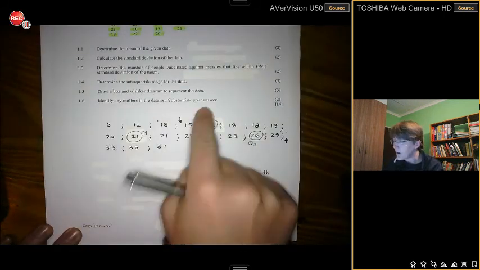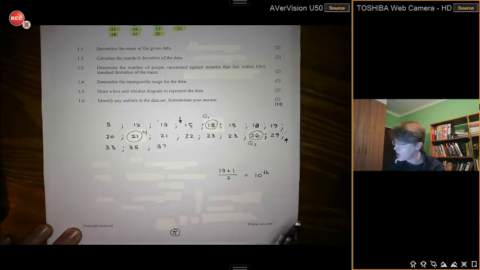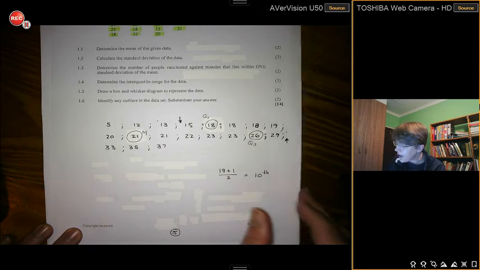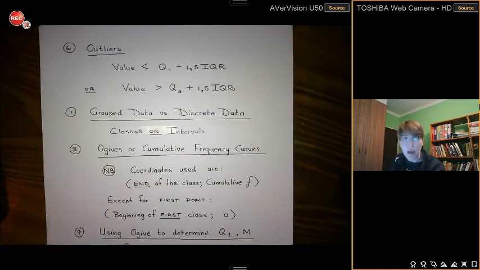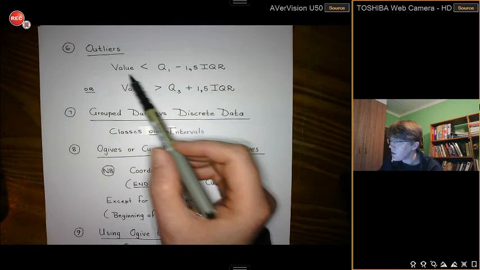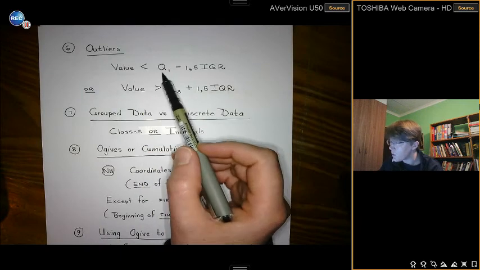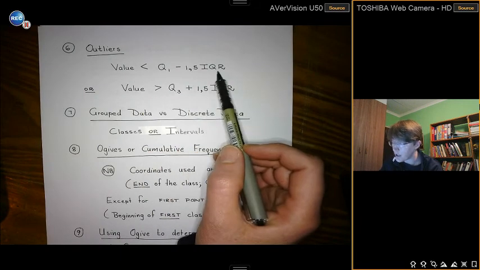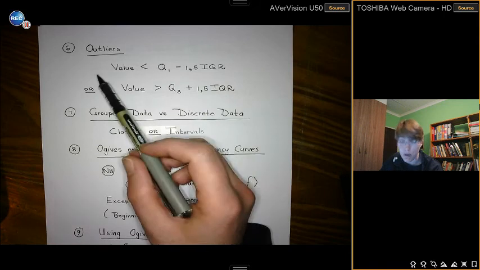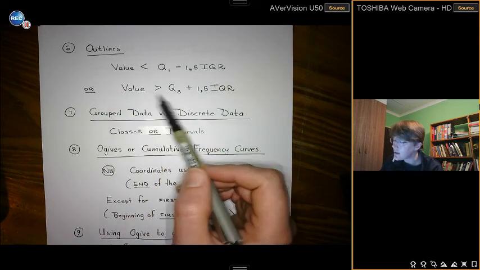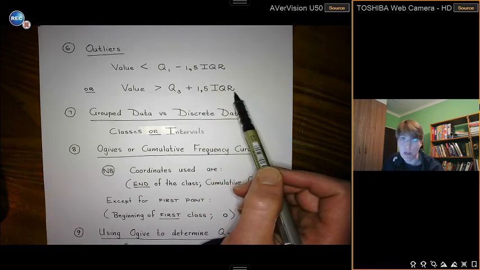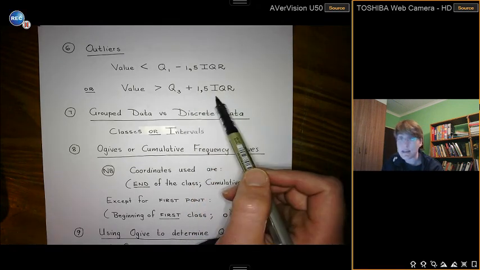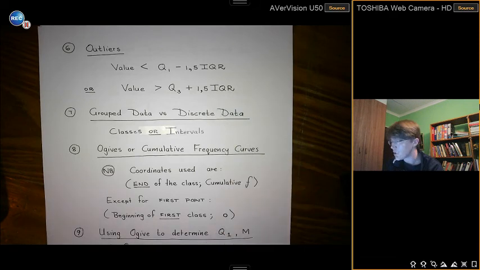Identify any outliers in the data set and substantiate your answer. So to identify outliers, we do have a formula, and that is right over here. A value is considered an outlier if the value is less than the lower quartile minus 1.5 times the IQR, then it'll be an outlier at the bottom, or the value is greater than the upper quartile plus 1.5 times the interquartile range. And then the data is considered to be an outlier at the top.